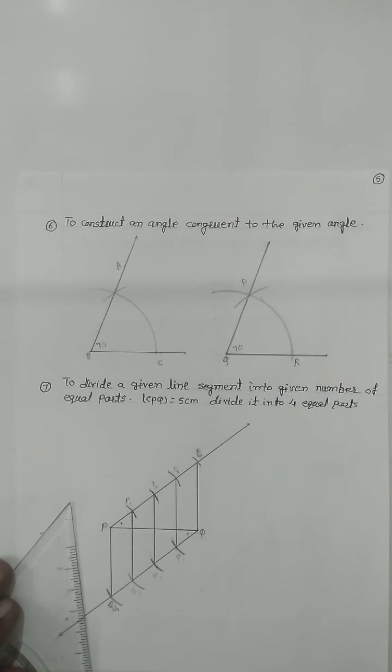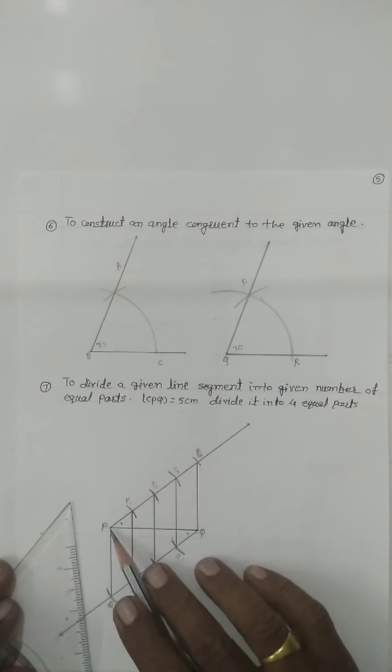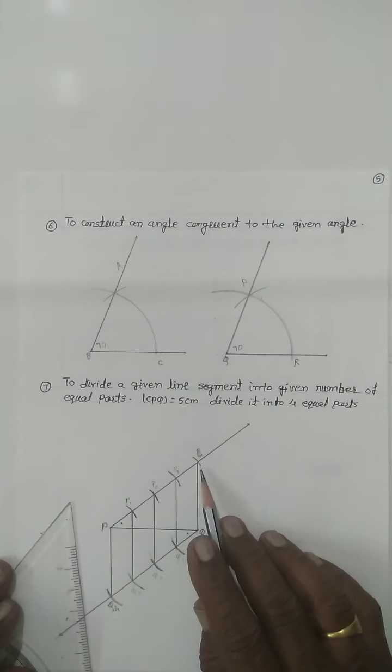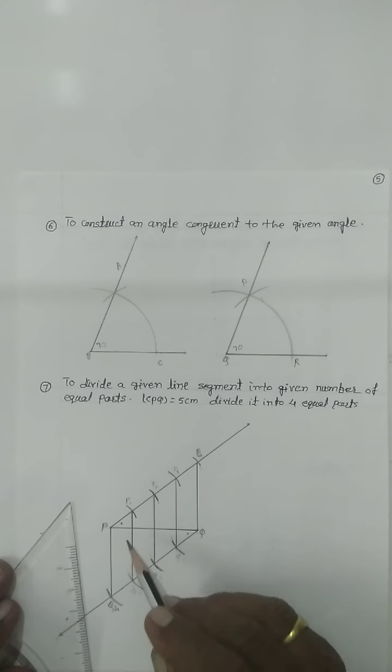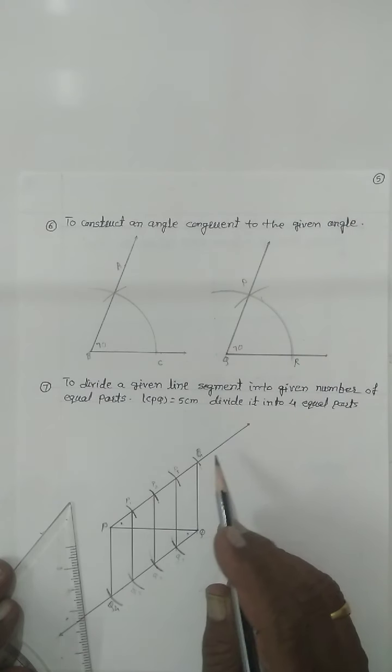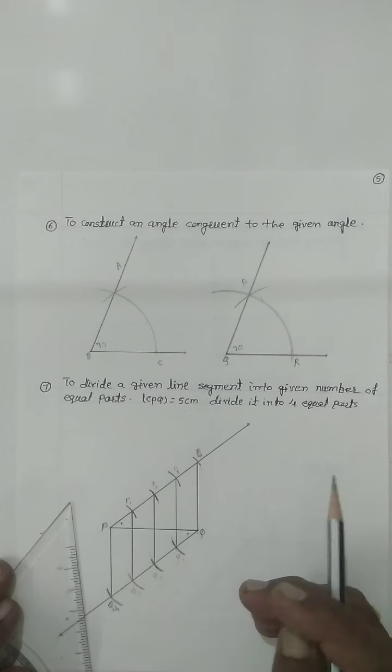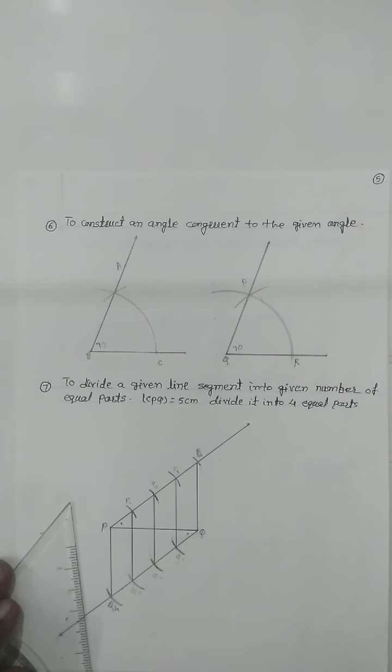In this way we can divide any segment into any number of equal parts, 4, 5, 6. If we want 4 parts, then draw 4 arcs on this ray. If we want 5 equal parts, then draw 5 arcs on this ray. In this way we can divide the given segment into equal parts.